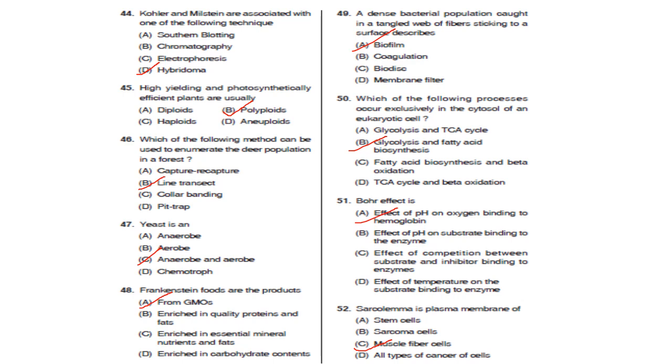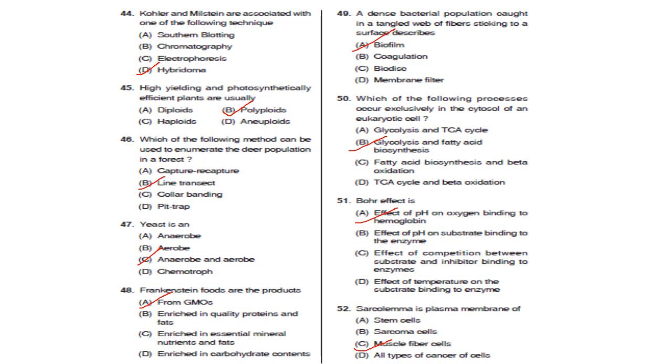Answer is option B. Then yeast is an anaerobe as well as an aerobe. Answer is option C. Then Frankenstein food are products. So they are products from GMOs, that is genetically modified organisms. Answer is option A. The next one, a dense bacterial population caught in a tangled web of fibers sticking to a surface describes a biofilm. So biofilms are slimy layers of microorganisms that stick to wet surfaces.